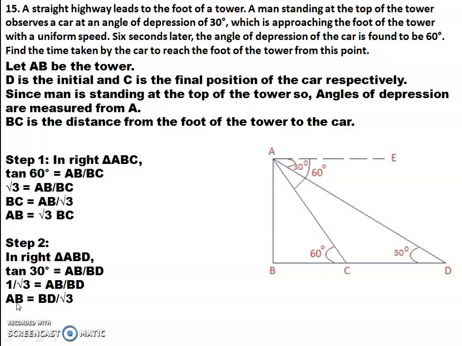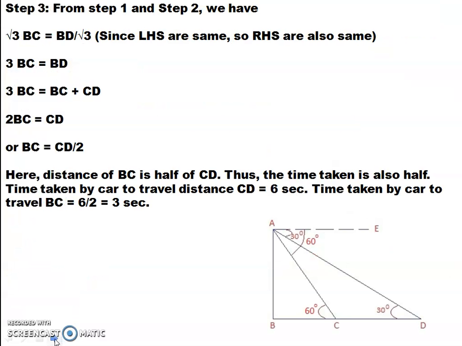Now see, in the first step we got AB equal to root 3 BC. And in the second step, we got AB is equal to BD by root 3. Can't we equate it? Yes, we are going to equate the two equations. Here, root 3 BC is equal to BD by root 3. Taking this root 3 to the other side, we get root 3 into root 3, 3. 3 BC is equal to BD.